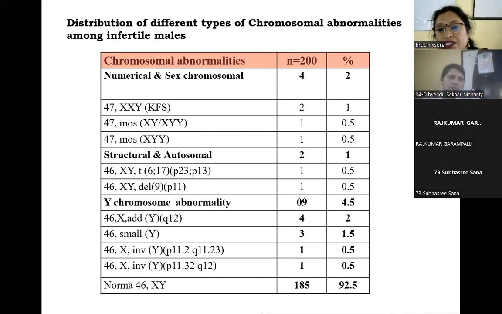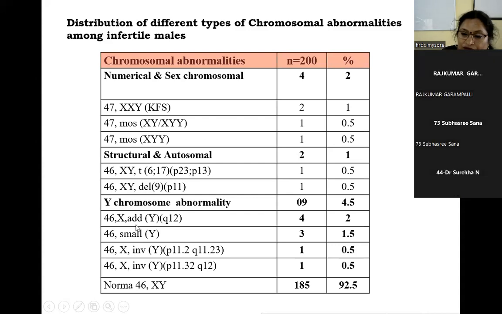Depending upon the percentage of mosaicism, the clinical or phenotypic feature is decided. And some of them are XYY. Structural variation also we can see in the chromosome: there is a translocation, a deletion, and an addition of part of the chromosome. Addition in the Y chromosome, and sometimes the Y chromosome is very small, very tiny. Thereby we can see a lot of microdeletions, inversions in the Y chromosome, etc.